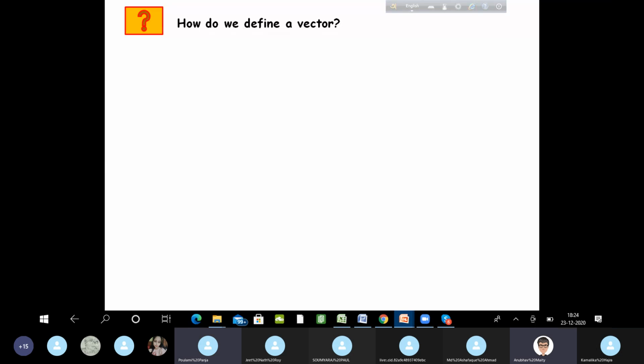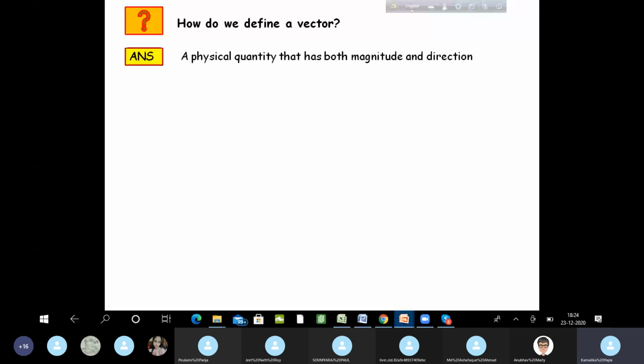Quantities which have magnitude and direction are called a vector, which also follows the parallelogram rule of addition. Okay, very good. Anyone else? Everyone agrees with that definition? I'll just write what she said. So the answer is a physical quantity that has both magnitude and direction. And she also added the point that it follows the parallelogram law of addition. Not only that, it also follows the triangle law of addition.